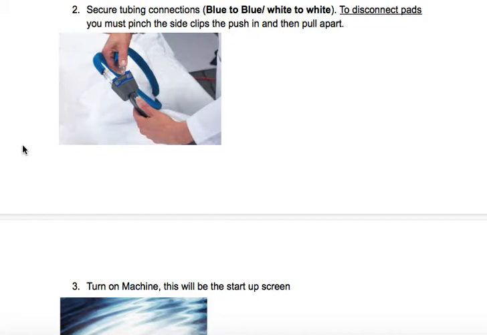To disconnect the pads, we really shouldn't need to do this, but in case you're traveling or something, then you have to squeeze those little plastic prongs to open up the little clip, and then you have to push into the gray piece and then pull out. If you just squeeze it and try to pull, it won't release the pad. So you have to squeeze, push in, pull out.